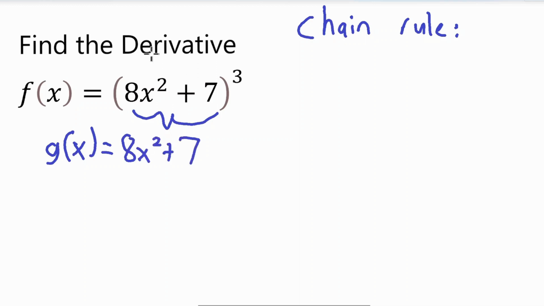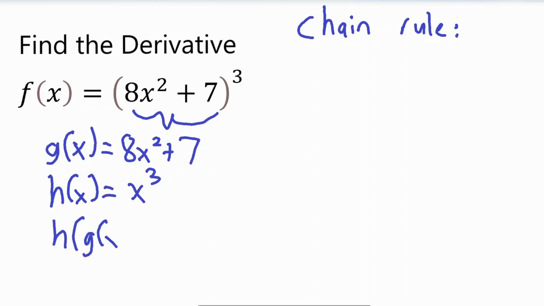And then this cubed value here, I'm going to make it its own function. h of x is equal to, I'm going to just say x cubed. And notice how this f of x is basically equal to h of g of x. So this g of x function is inside the h of x function, giving us our f of x here. And this is where we use the chain rule.